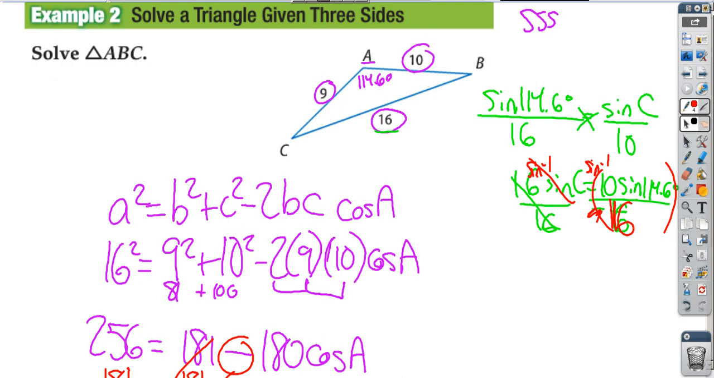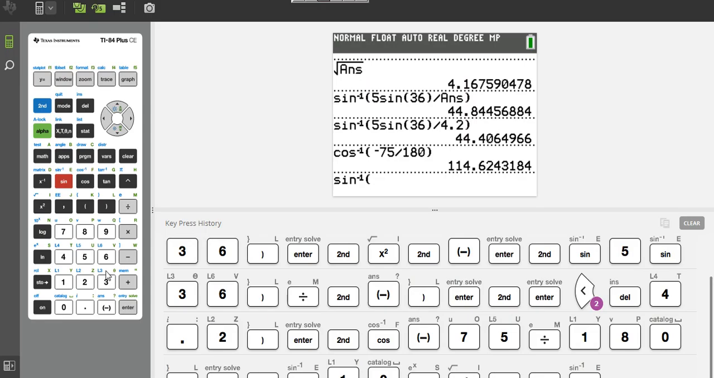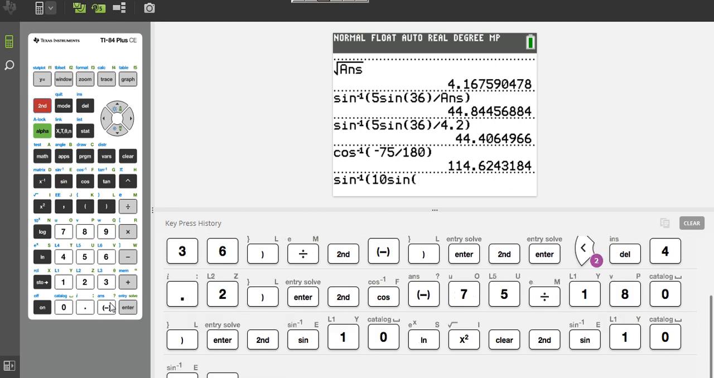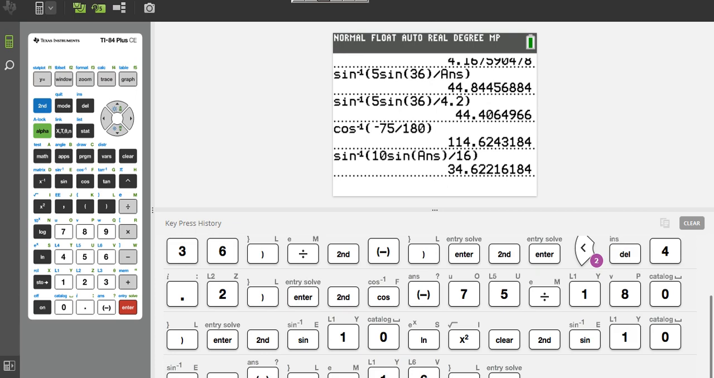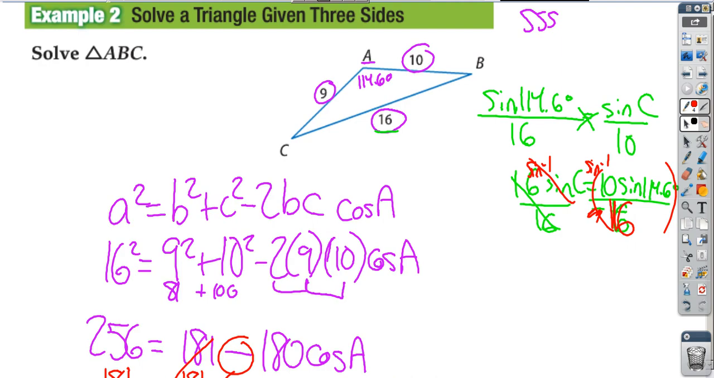Inverse sine times 10 sine 114.6, so 10 sine, and I'm going to do second answer again because answer is going to give us that 114 that we had up there. And then we're supposed to divide by, I believe it was 16. It is 16. And this is going to give us angle C, which is 34.6 degrees because we were solving for C. So 34.6, now we can easily find the third one by adding these together.